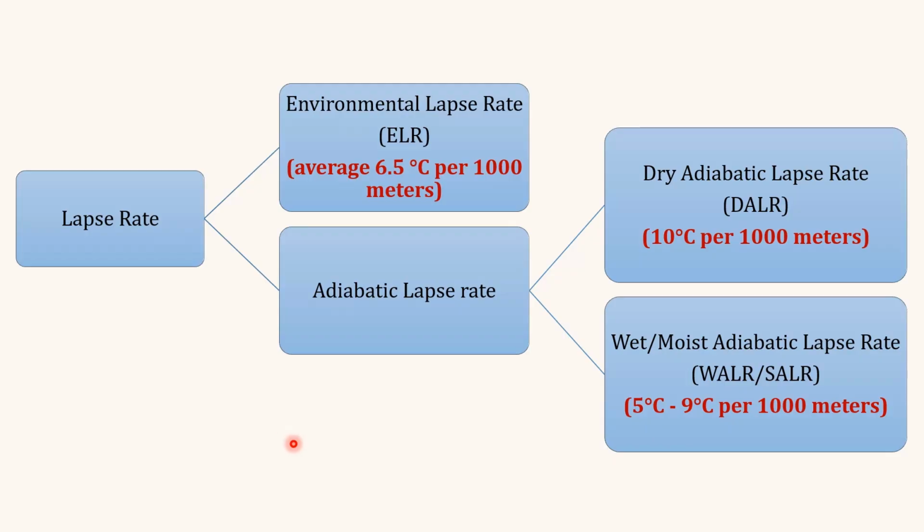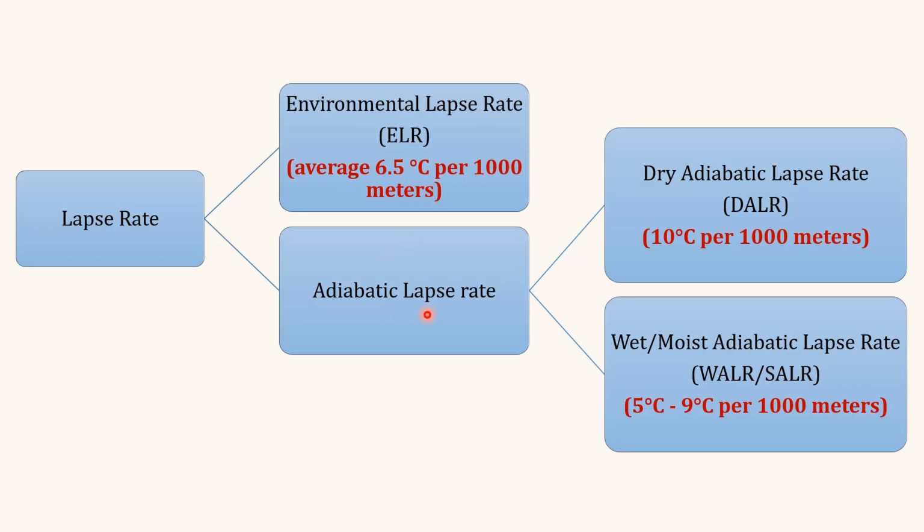Now coming to the questions related to the lapse rate, as we discussed in the video of the lapse rate, it is of two types, environmental lapse rate and adiabatic lapse rate. Environmental lapse rate is the rate of change in the actual temperature of the atmosphere, and it is measured using the radiosondes, and its average value is 6.5 degrees Celsius per 1000 meter.